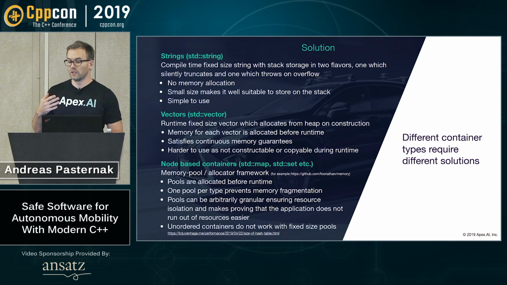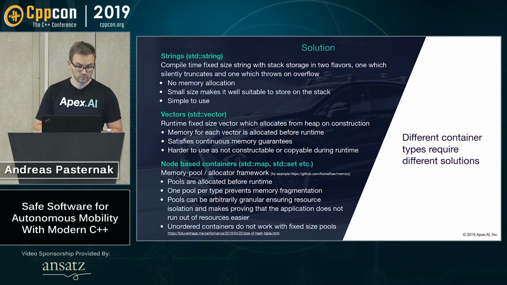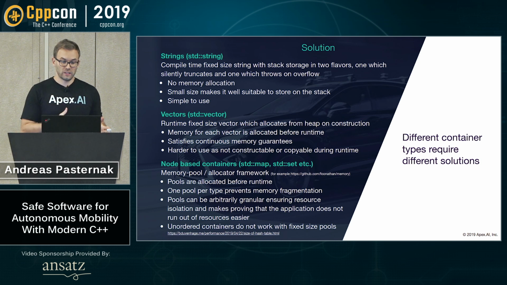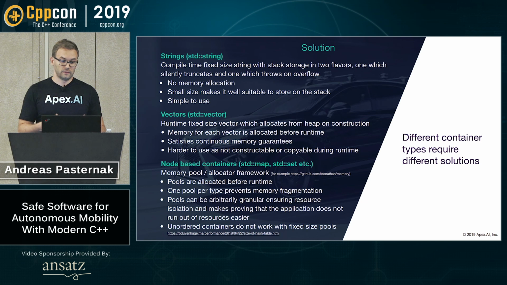Our approach basically is to group containers in four different groups: strings, vectors, node-based containers like std::map and std::set, and hash-based containers like std::unordered_set or std::unordered_map. With our string implementation, we just use a compile-time fixed-size string with stack storage. And we have two flavors, one which silently truncates if it would overflow, and one that throws an exception on overflow. That's very simple, and it's very nice to have because you have no memory allocation.